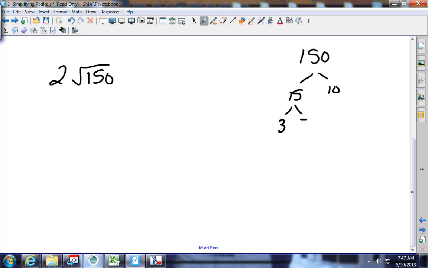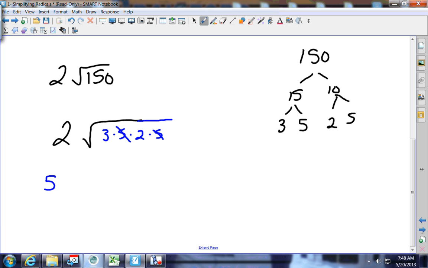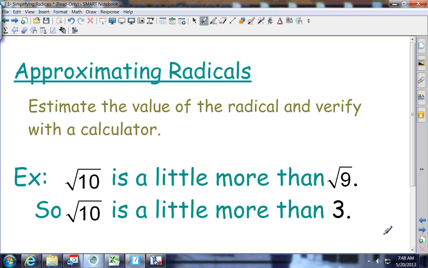15 splits up as 3 and 5. Okay, those are prime numbers. That's good. 10, 2, and 5. Okay, so let's come back over here. I've got 2, and inside the house, I've got 3 times 5 times 2 times 5. Who has a partner to go outside and play? The 5s do. So the 5 gets to go outside and play. And the 3 and the 2 have to stay inside, right? 5 times 2 is 10 square root of 3 times 2, 6. Okay.